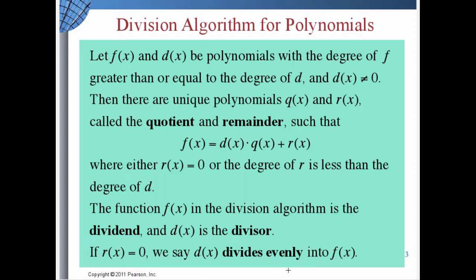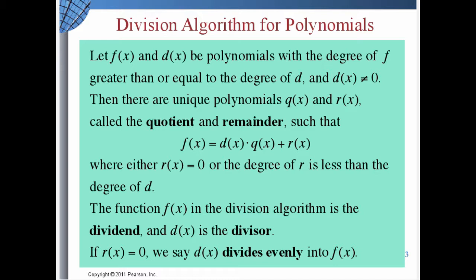So here's the division algorithm for polynomials. Let f of x and d of x be polynomials with the degree of f greater than or equal to the degree of d and d of x not equal to 0. Then there are unique polynomials q of x and r of x called the quotient and remainder such that f of x equals d of x times q of x plus r of x, where either r of x equals 0 or the degree of r is less than the degree of d.